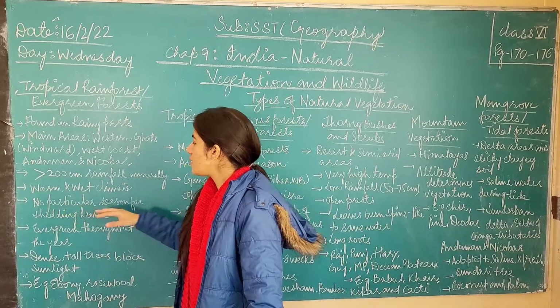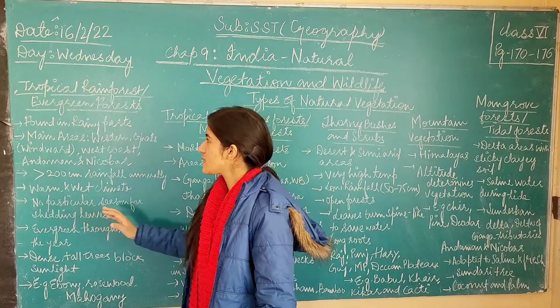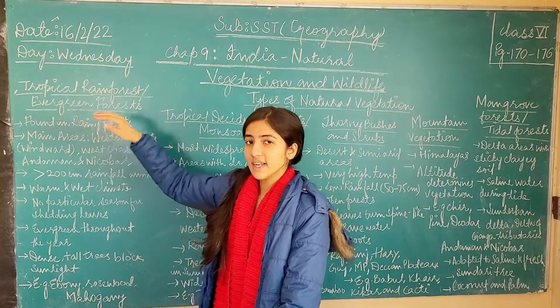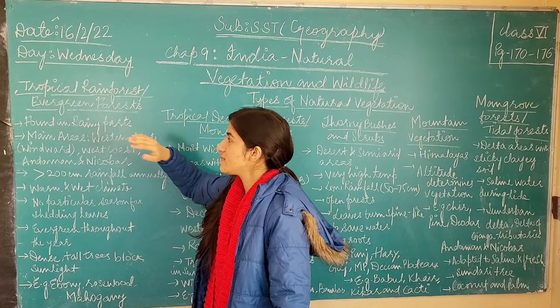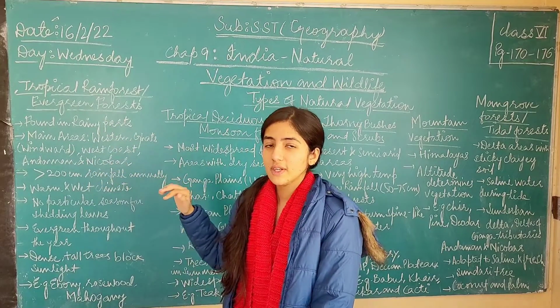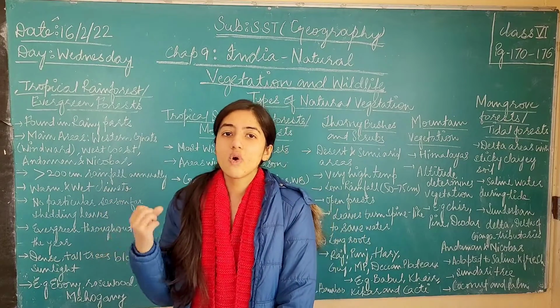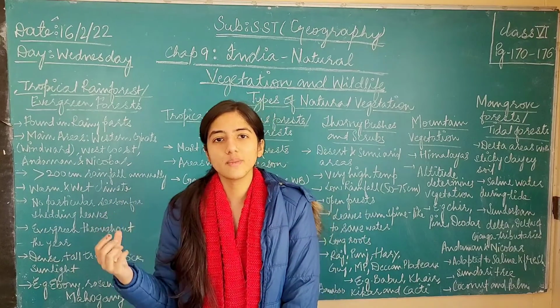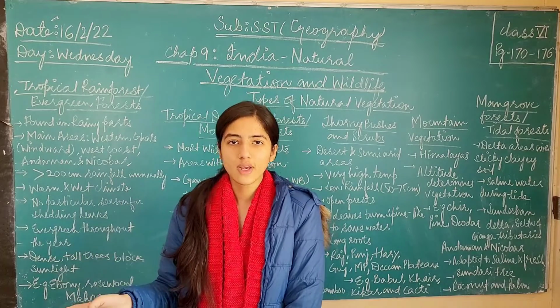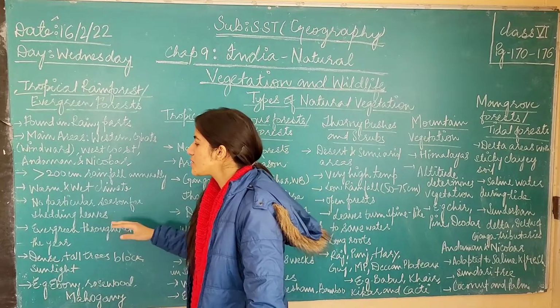Then, no particular season for shedding of leaves. As you can see, these types of forests are evergreen forests. That is, the leaves of these forests stay green for most parts of the year. The trees do not shed their leaves in a particular month, such as you must have seen that there is an autumn season in which some trees shed their leaves, they turn brown and then the leaves fall down on the ground. But tropical rainforest trees stay green for most part of the year.